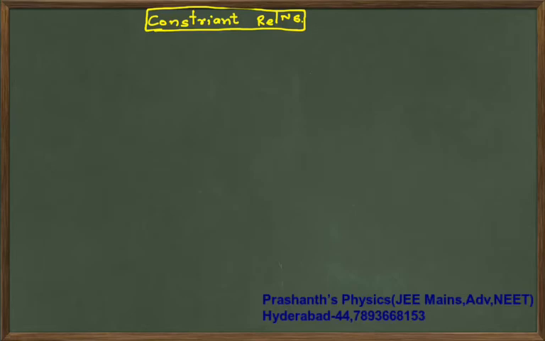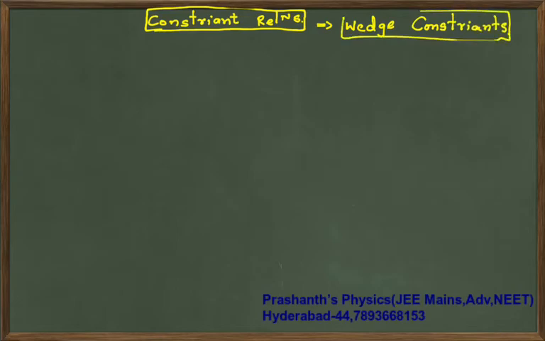First we are going to study this constraint relation. Pulley constraints have already been done. So what we are going to do today is wedge constraints. In wedge constraints, I will tell you what is going to happen and what the need is. First the need, and then how to solve it, I will explain.